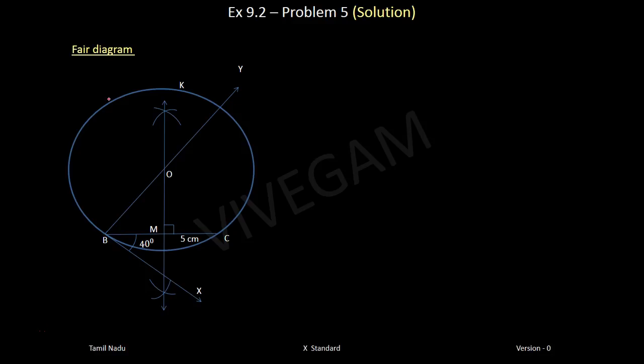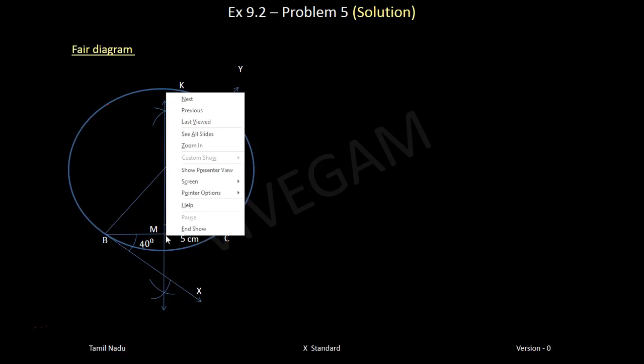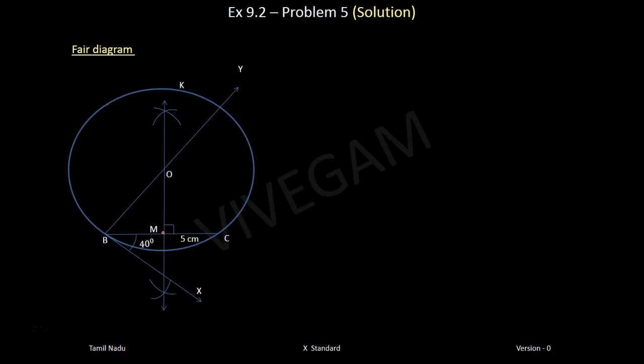What does it mean? You take any point and connect that to B and C. The angle it will subtend is the same 40 degrees. That's what it says. Now they say the median is 6 cm. So with M as a center and radius of 6 cm, draw two arcs cutting the circle at A and A dash.